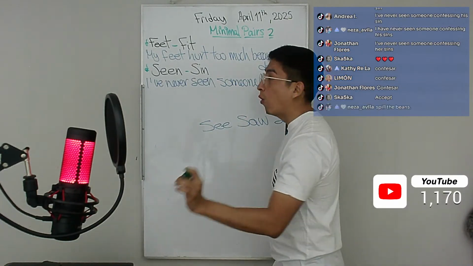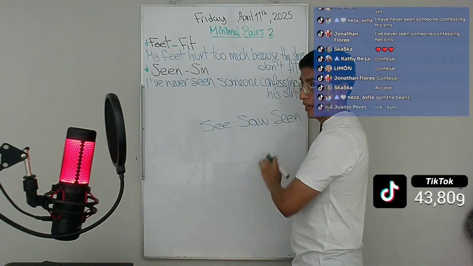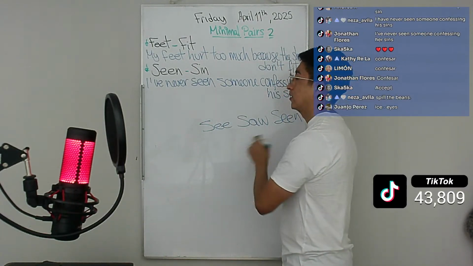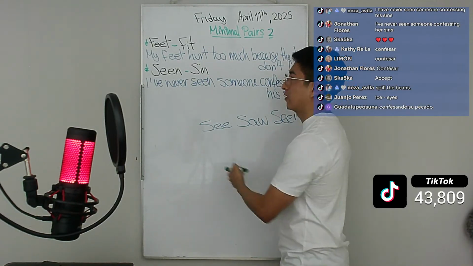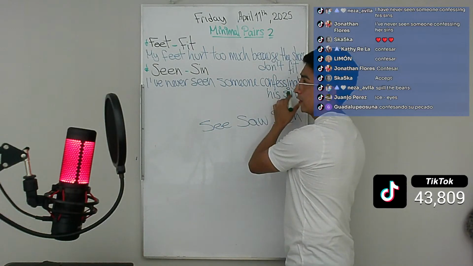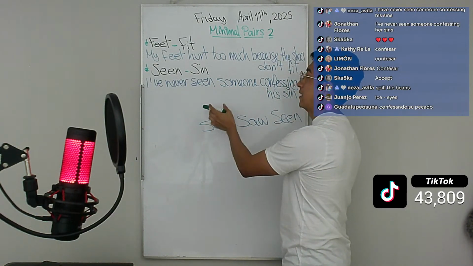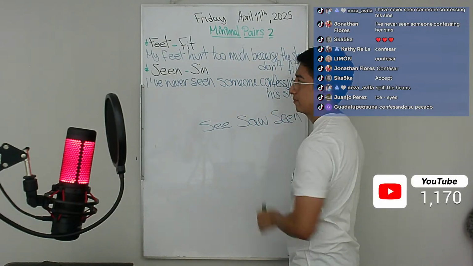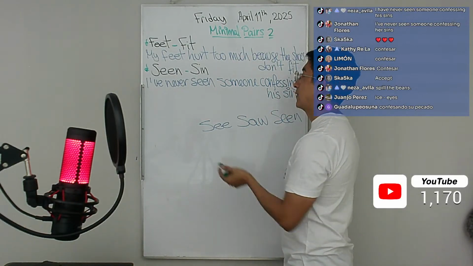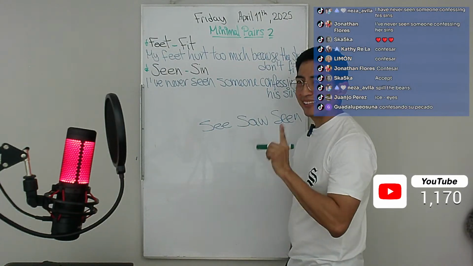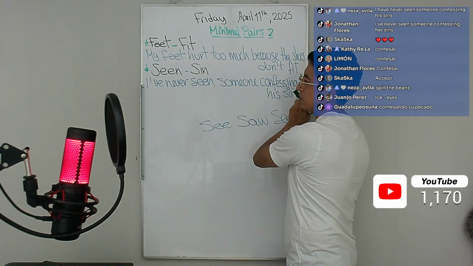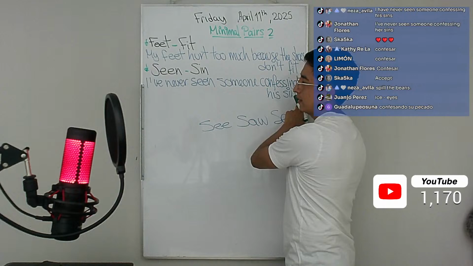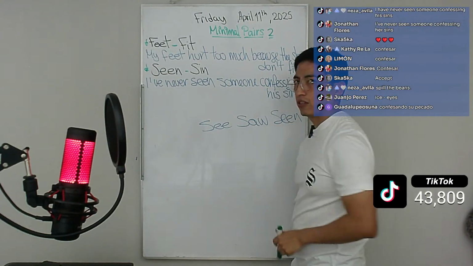Now we're going to read all the sentence together. Don't pause till we finish here. Are you ready? Let's start. I've never seen someone confessing his sin. Last one. I've never seen someone confessing his sin. So you should start here and continue till you reach here, and then you can stop. Okay, very good.